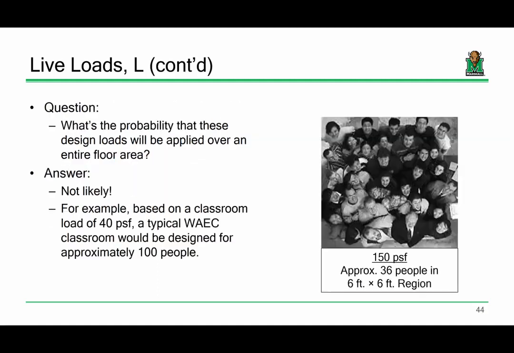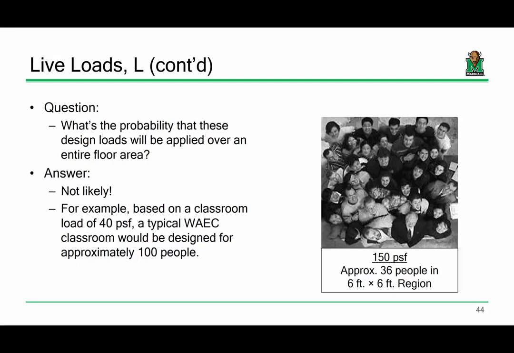Well, 50 pounds per square foot, if you have like a 6 foot by 6 foot region, that's about 12 people in a 6 foot by 6 foot region. What you're seeing there, that's 150 pounds per square foot. That's about 36 people in that region. That's a lot of people.